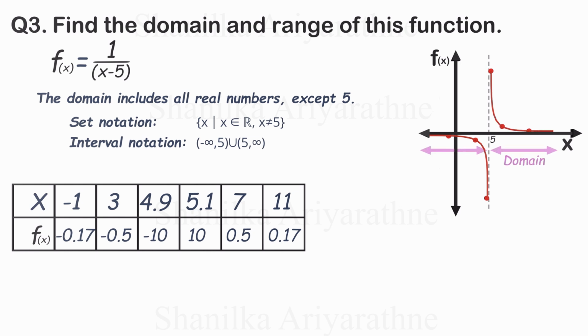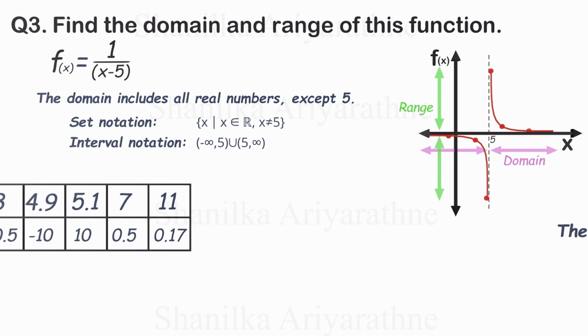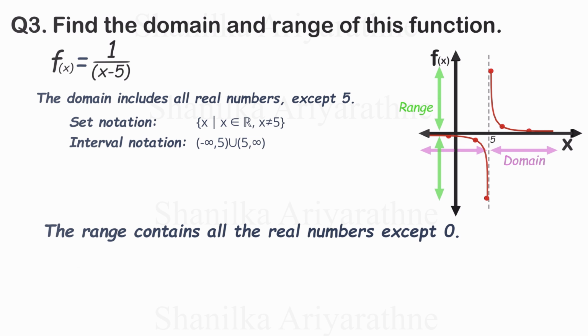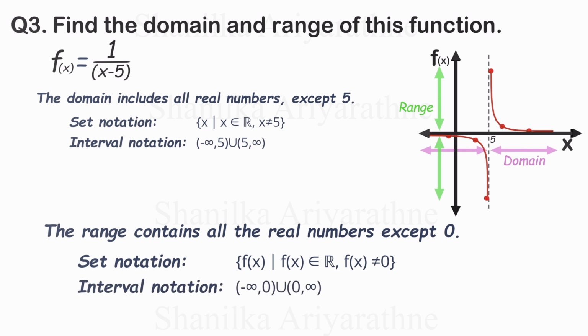This is our graph. The value of f(x) approaches negative infinity and positive infinity, but never actually reaches 0. So the range includes all real numbers except 0. We can write the range using set notation like this. In interval notation, we write the range as a union of two intervals. Keep in mind that the parentheses indicate that 0 is not included in the range.